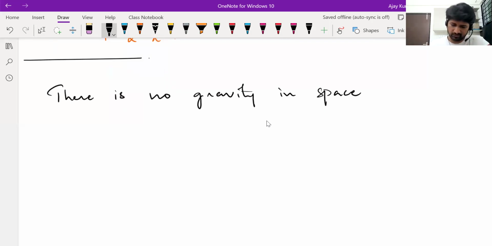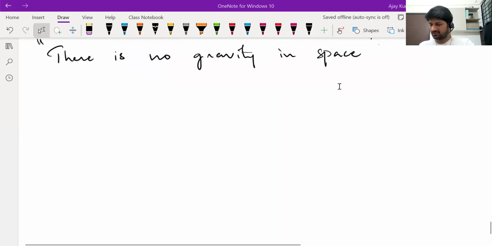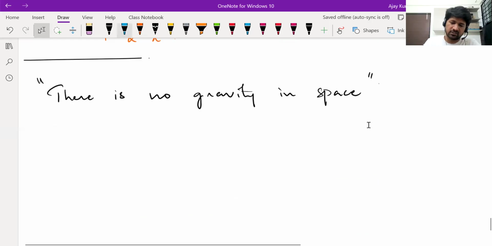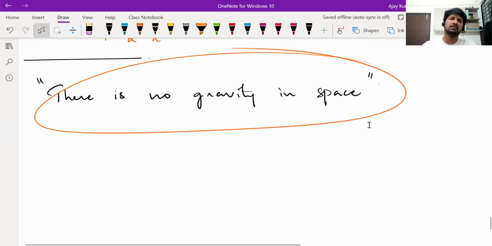How many of you have heard this? Only one? Okay, two. Fine, fine. This is actually wrong. There is gravity everywhere. In fact, for the gravitational force of Earth to become zero, you should go to very, very large distances from the Earth, infinite distance. Or if you go there, also some other planet's gravity may be acting. Sun's gravity will be there. Gravity is there.